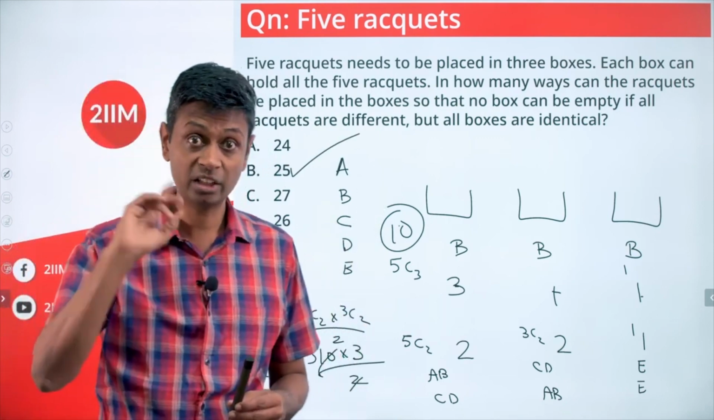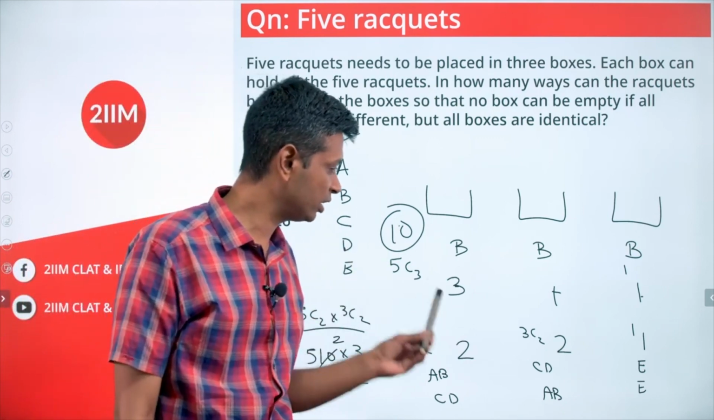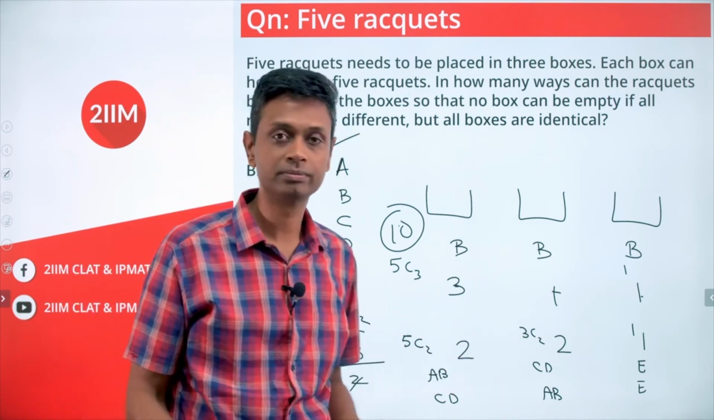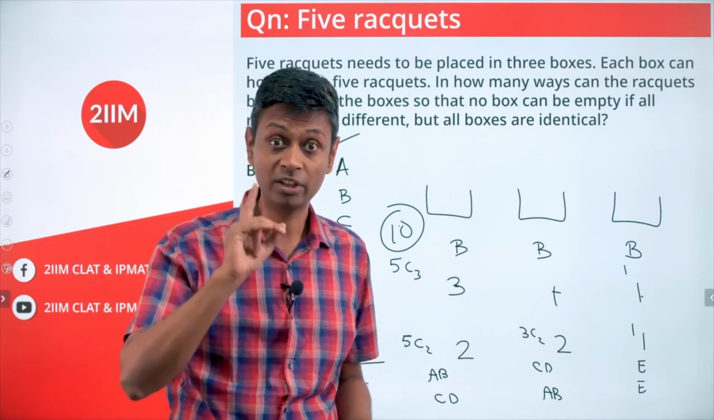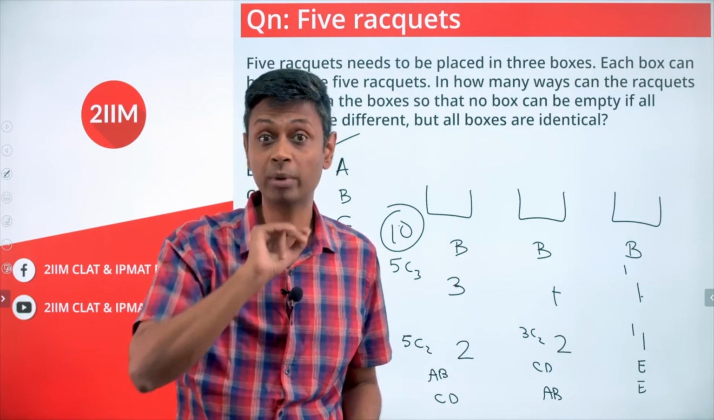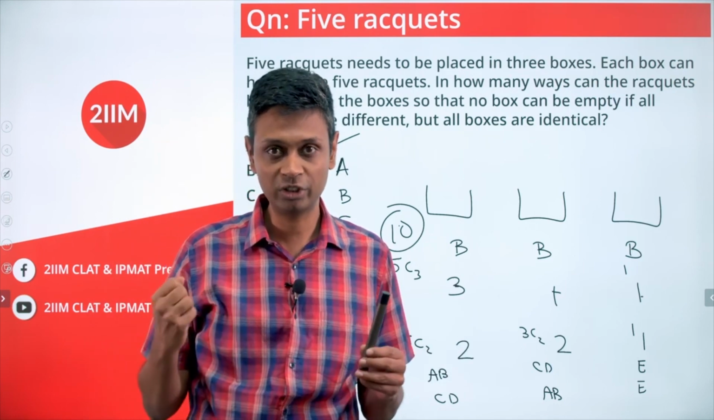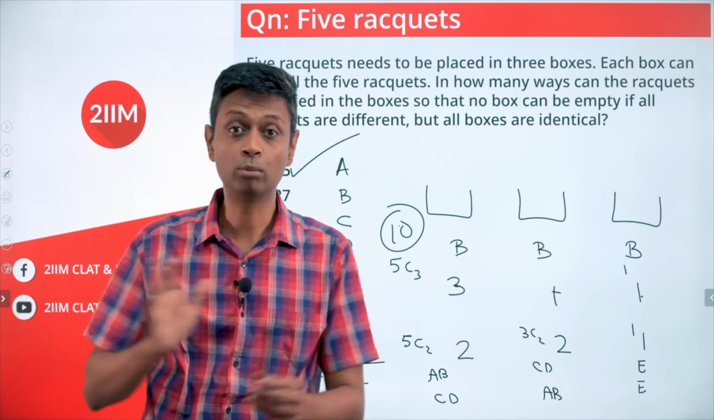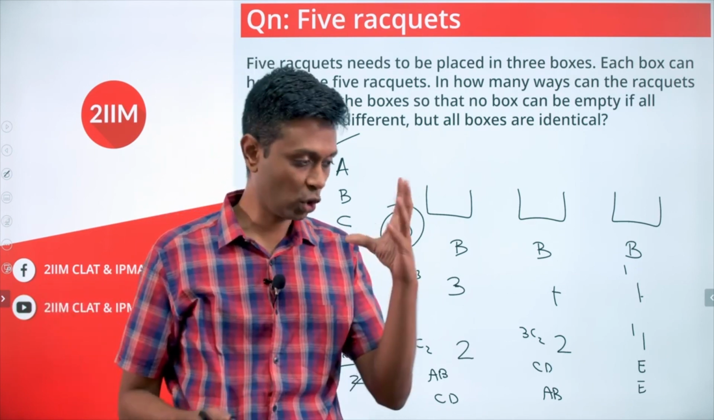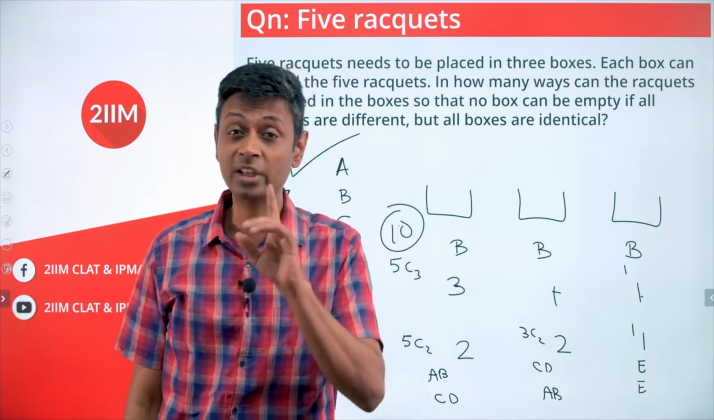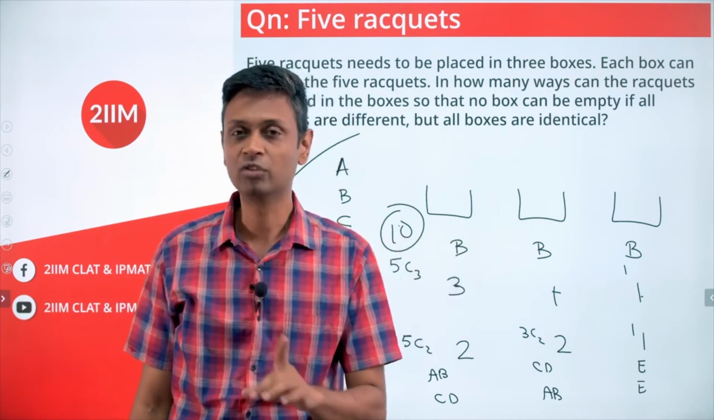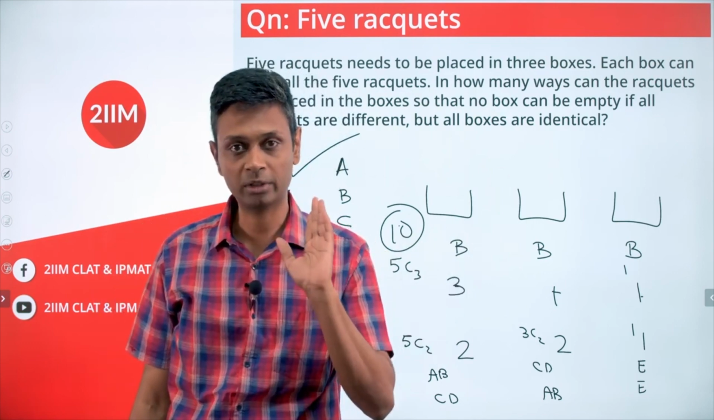Because of this final thing that you have to do, we should not be doing 5C3 into 2C1. We should not be doing 5C2 into 3C2. We are doing 5C2 into 3C2 by 2. We have to divide by 2 because with 5C2 into 3C2, I'm effectively double counting. AB and CD, CD and AB, both are the same. So be switched on about that. This whole thing happened because the boxes are identical. Just keep that in mind. The boxes are identical. We need to be careful with the math.